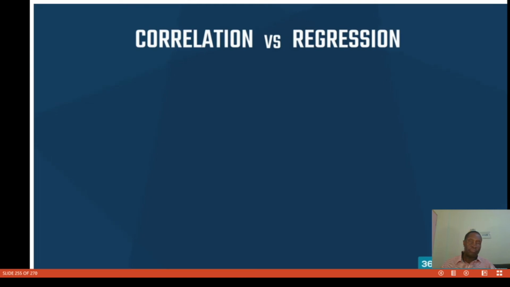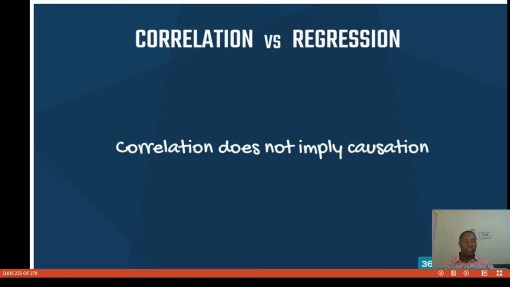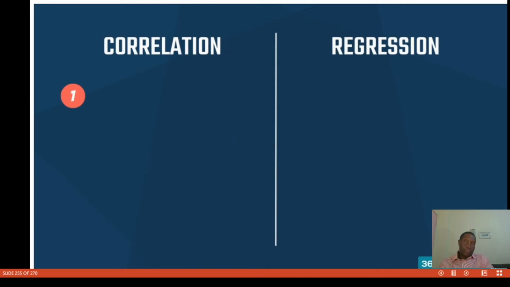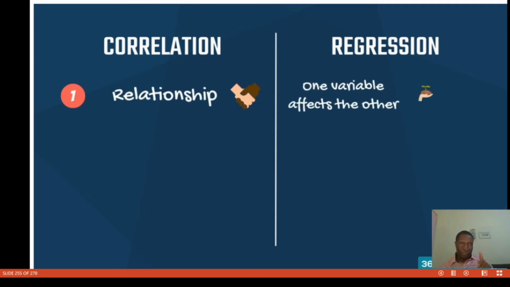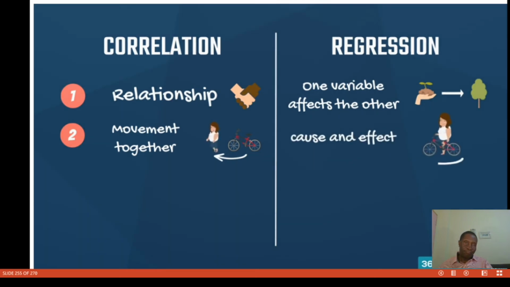There is a single expression that sums it up nicely. Correlation does not imply causation. Let's spend one more minute on that. First, correlation measures the degree of relationship between two variables. Regression analysis is about how one variable affects another or what changes it causes to the other. Second, correlation doesn't capture causality, but the degree of interrelation between the two variables. Regression is based on causality. It shows no degree of connection, but cause and effect.